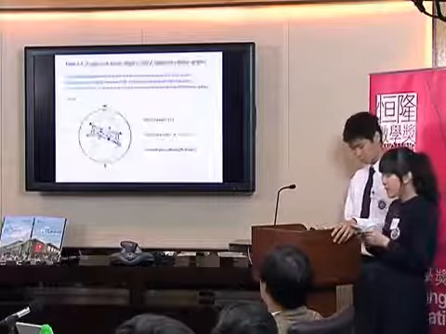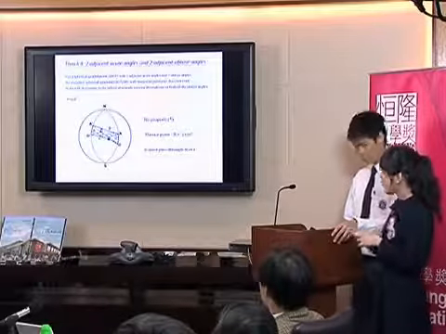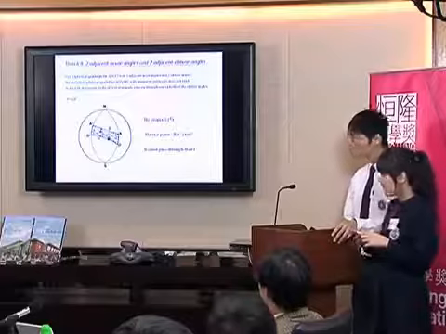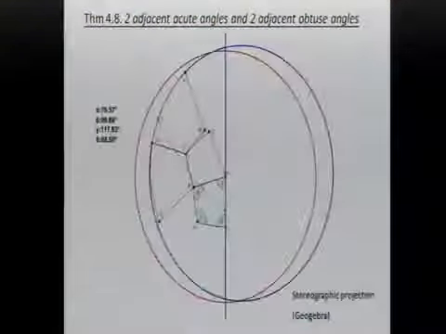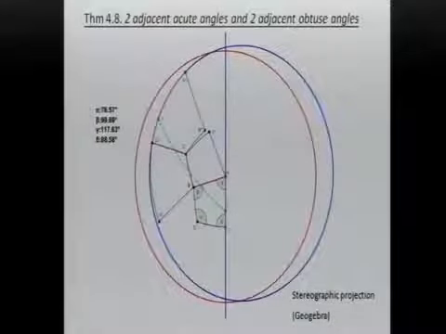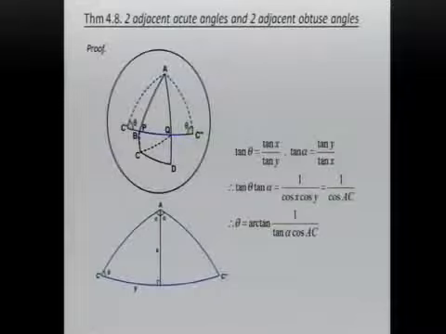For case 3, with two adjacent acute angles and two obtuse angles, we know that P must pass through either B or C, so we need to divide it into two cases. This is the stereographic projection of this case. If P passes through C, we can find angle theta in terms of alpha and AC, which are given.